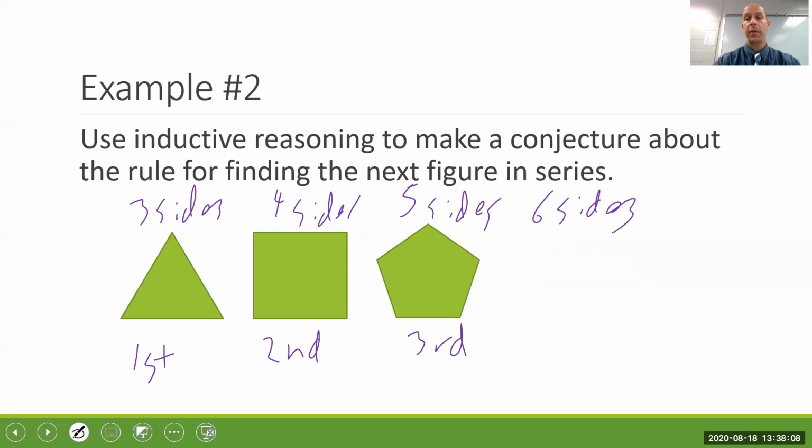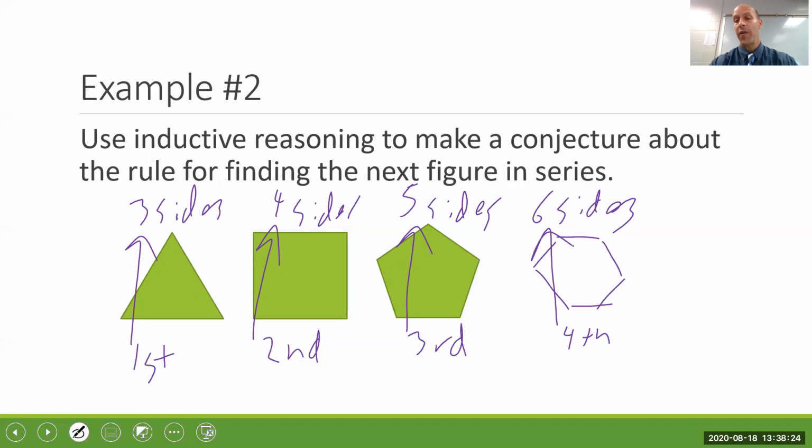So that'd be the next one, a 6-sided figure like this. This would be the fourth one. I noticed that the first one had 3, the second one had 4, the third one had 5, the next one has 6. You might argue, and this is a harder question, what would be the number of sides of the nth polygon?